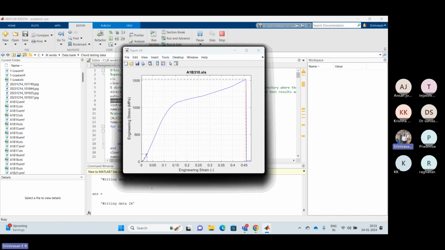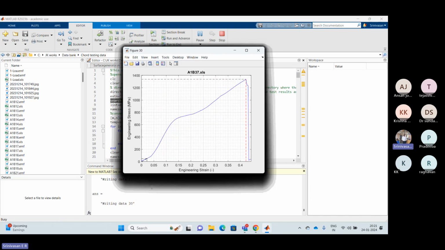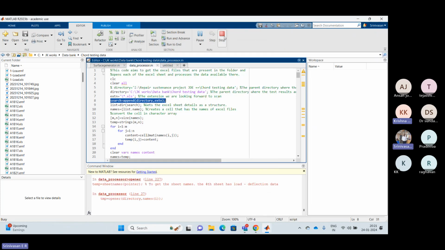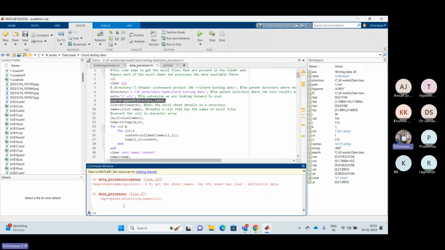How do we generate these curves? How do we work with all these data? We will be seeing that as we go ahead in this class. So right for now, I will just execute some simple commands and show.